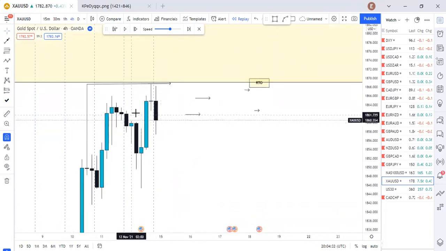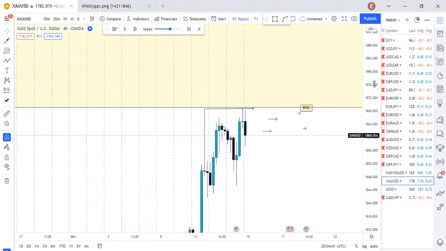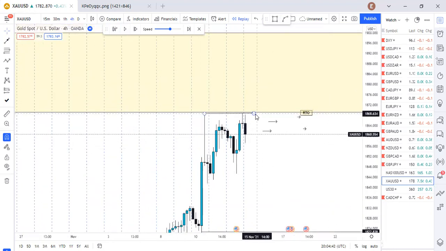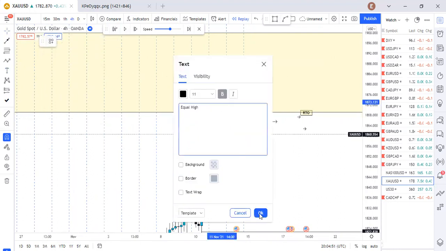So I looked at this. How am I going to capitalize from this here? Again, we have put our supply here, and it has not been mitigated. Our daily order block on top has not been mitigated. And we have equal highs that have just been created here. What are we going to do? We put them there.